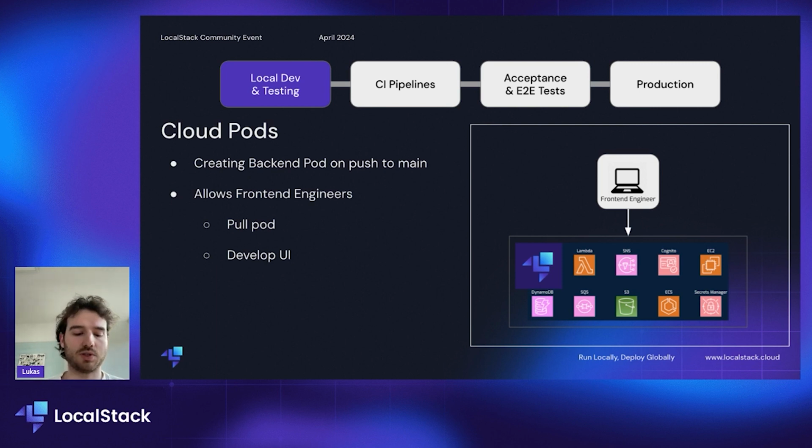So they do not have to set up the repository for the backend on the machine. They don't have to install dependencies. They don't have to do anything. All they have to do is start LocalStack with the pod, and they can develop the UI against the backend that's already running on LocalStack.